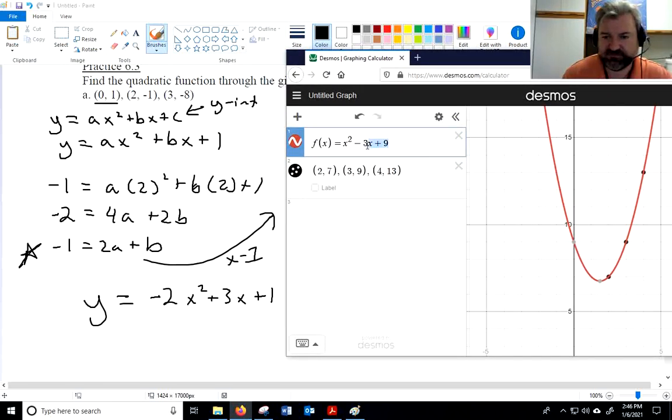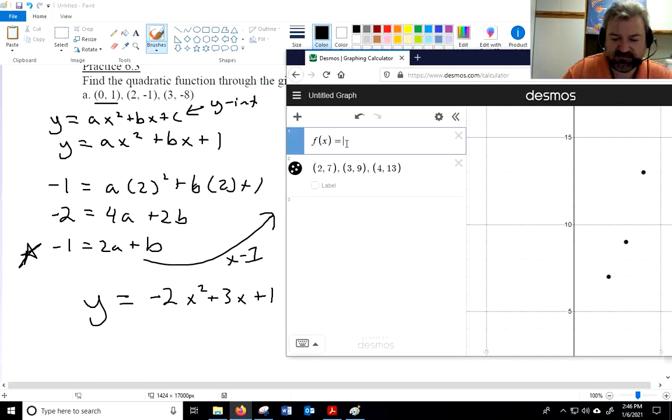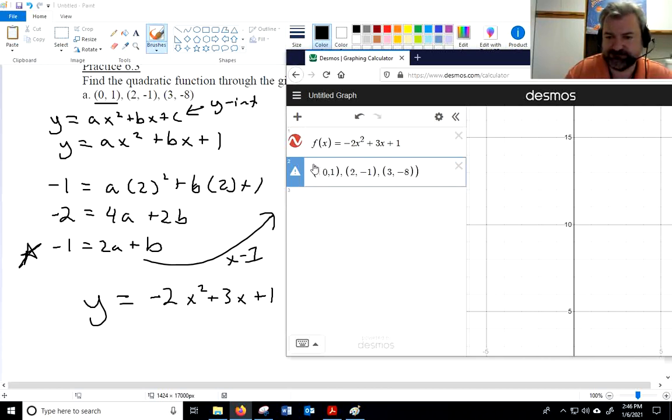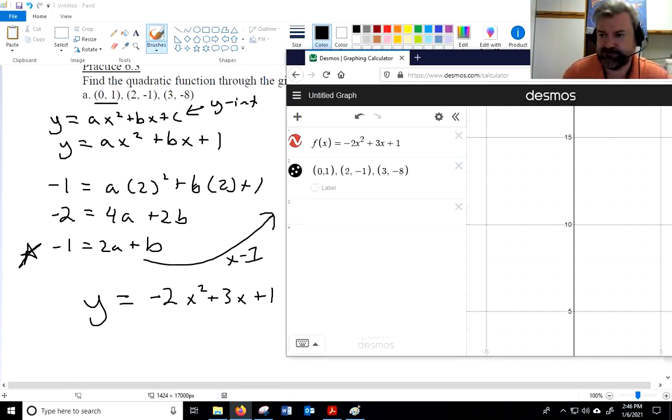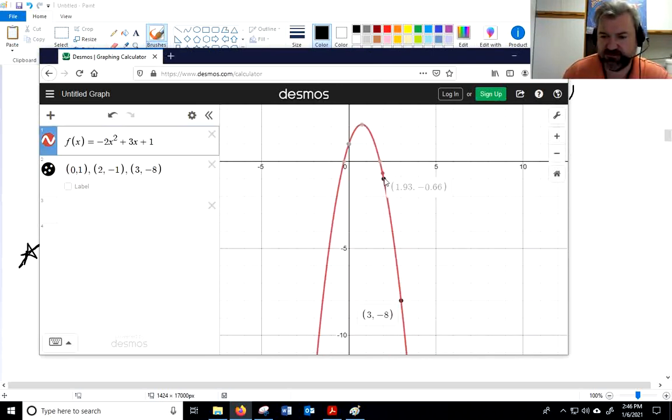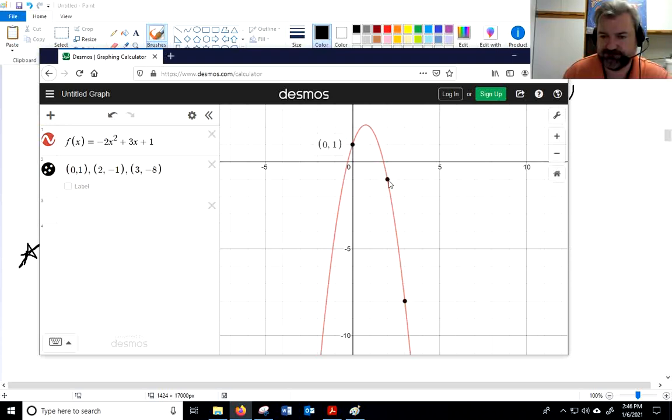And again, I'm just going to double check my work here. -2x squared plus 3x plus 1. And the points we're supposed to go through are 0, 1, 2, -1, and 3, -8. Let's see how we did. All right, there they are in all their glory. Okay, one more to go.